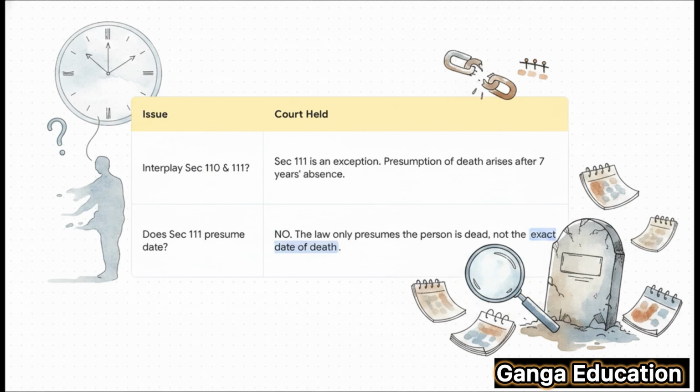But, and listen carefully because this is a classic exam trick question, the court also said that Section 111 only presumes if the person is dead. It does not presume the specific date of their death. The exact date of death has to be proven separately with evidence.